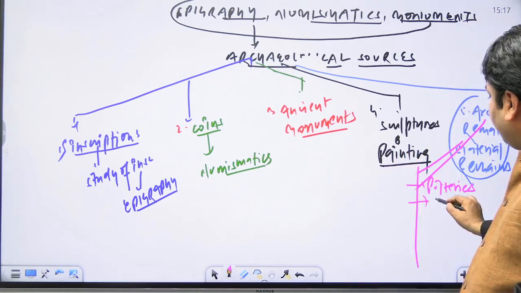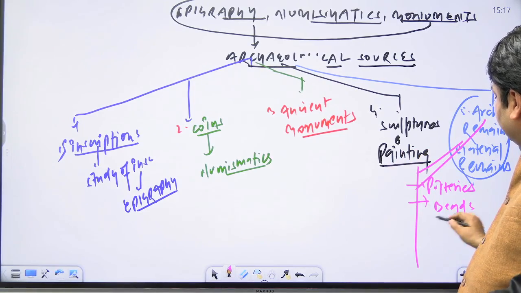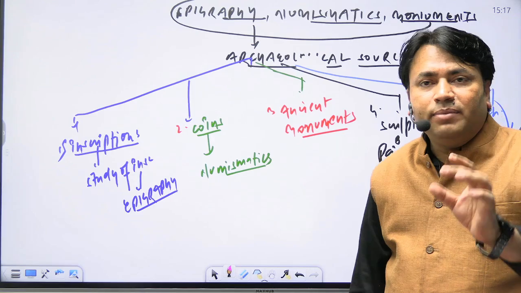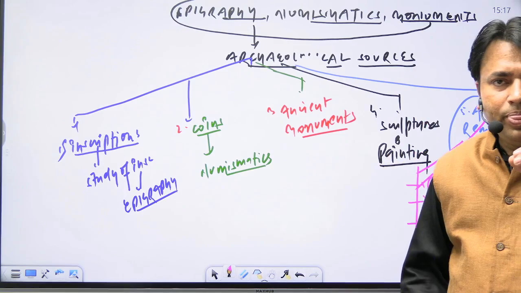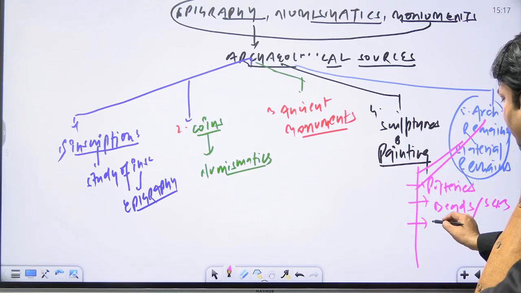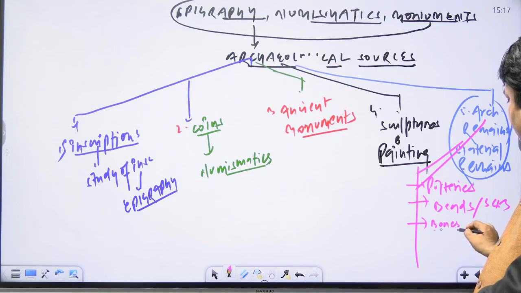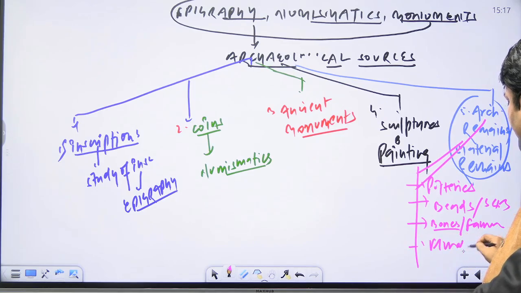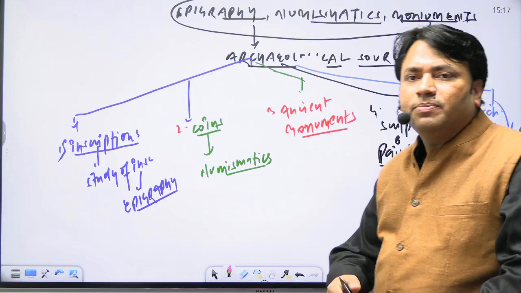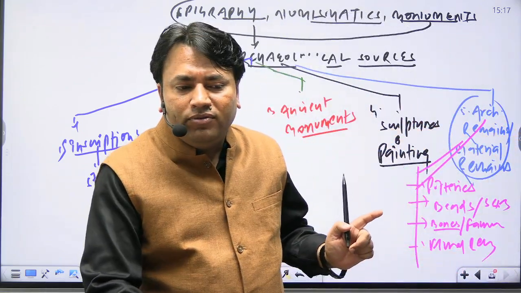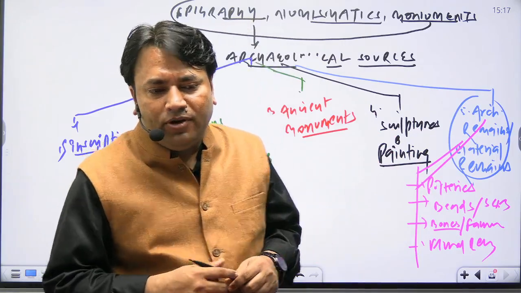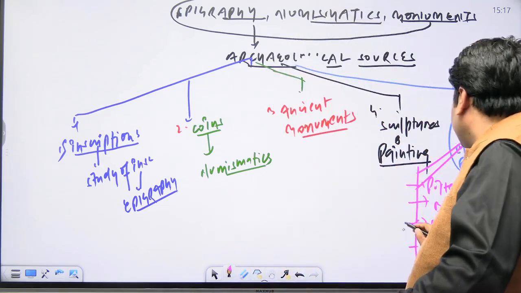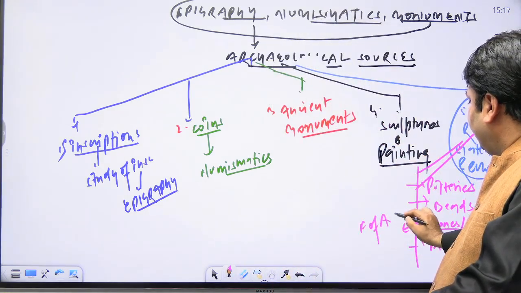The second is what? Beads. They are archaeological remains. Beads, seals and ceilings. In the same way, bones. Faunal remains, floral remains, vegetations. All this will come under the category of material sources. And foundations of architecture. Got it? Foundations of architecture.